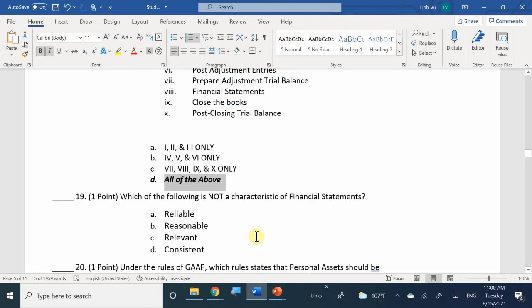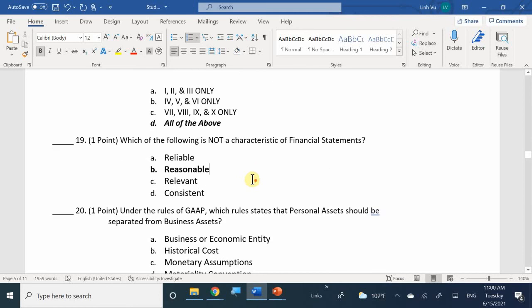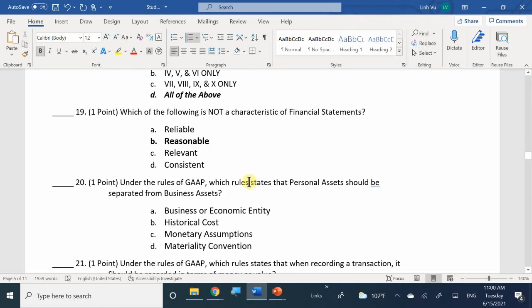Question number 19. Which of the following is not a characteristic of financial statements? Reasonable? Yes, it is definitely not reasonable. It is definitely reliable, relevant, and consistent, yes. Number 20, under the rules of GAAP, which rule states that personal assets should be separate from business assets?